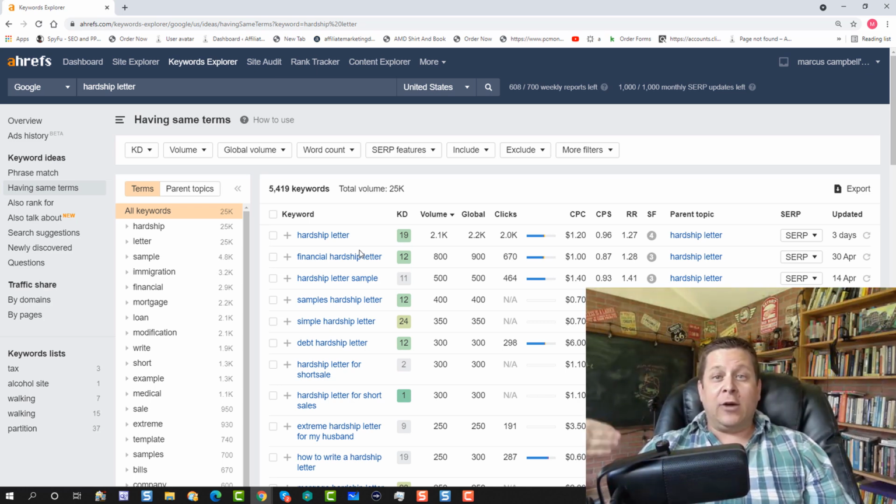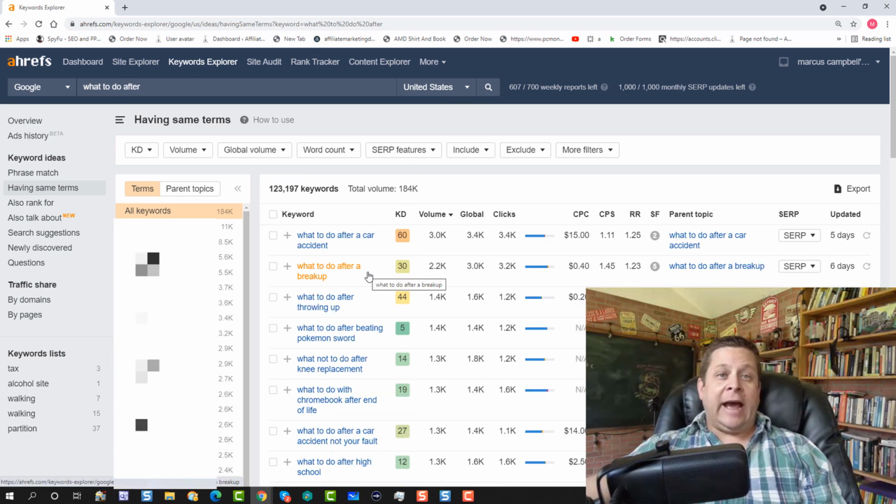Someone looking up how many drinks does it take to be an alcoholic, they probably are going to need rehab at some point. I know I did, and I'm 7 years sober now, so pretty cool, right? But you can actually look at the search term and predict what people are going to want. Or maybe they're looking for what to do after, and they're looking up what to do after a breakup, what to do after a car accident, what to do with a Chromebook after it dies, what to do after your car accident is not your fault, what to do after high school, all kinds of things here.